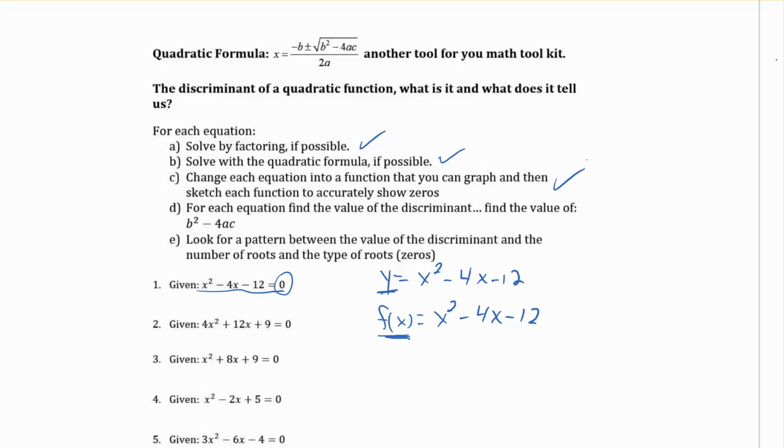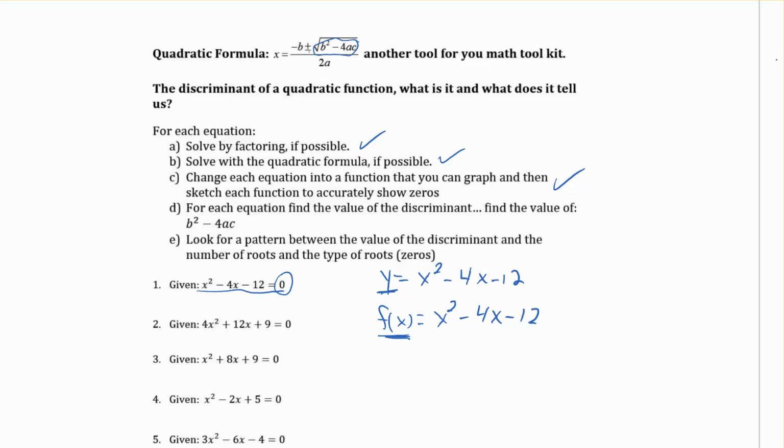Now here's the new content. For each equation, find the value of the discriminant. Find the value of b squared minus 4ac. Well, that seems complicated, but all I really mean is, remember our quadratic formula that we did last class? It's talking about underneath the radical symbol. And why that's important is because, remember, there's things called restrictions underneath a radical symbol. What can't be underneath there?